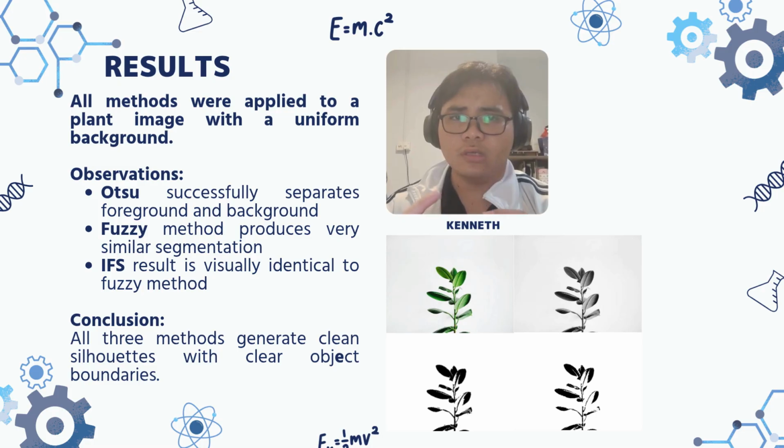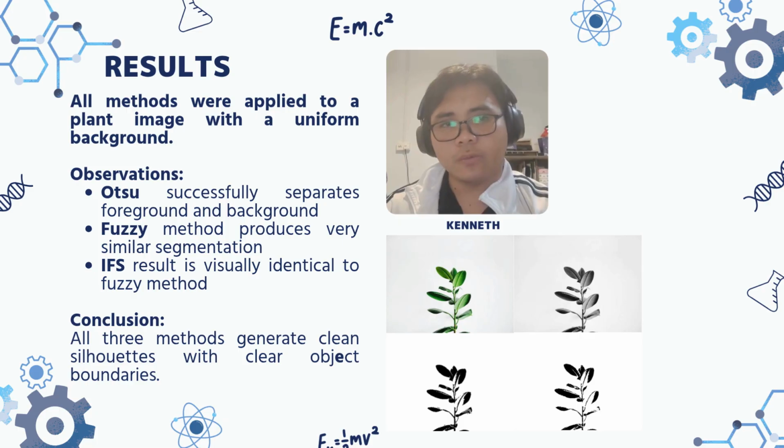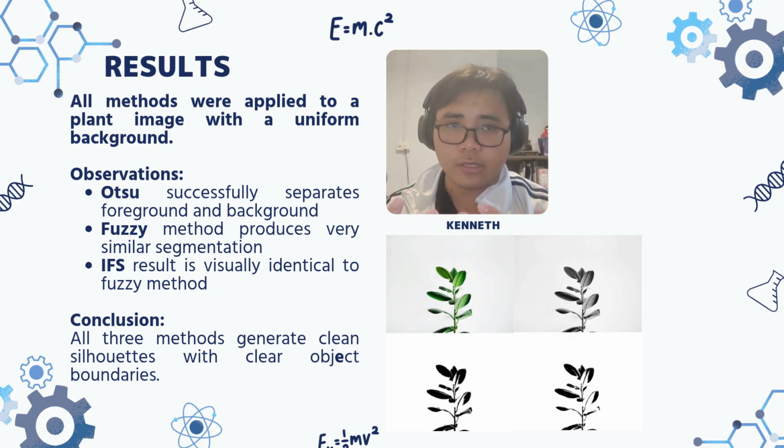And then the intuitionistic fuzzy result is visually identical to the fuzzy method. This actually makes sense mathematically, since our non-membership degree was just the complement of membership. The hesitation degree collapses to 0, so the two methods end up applying the same effective threshold.